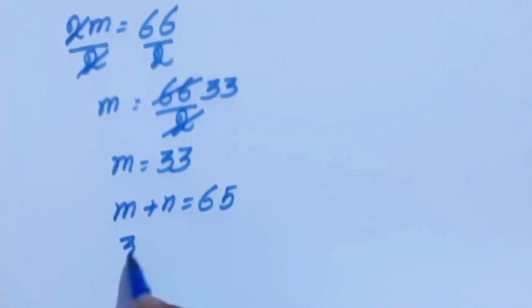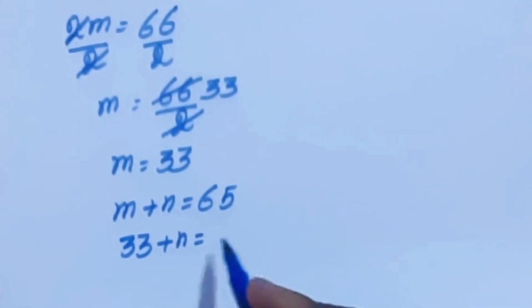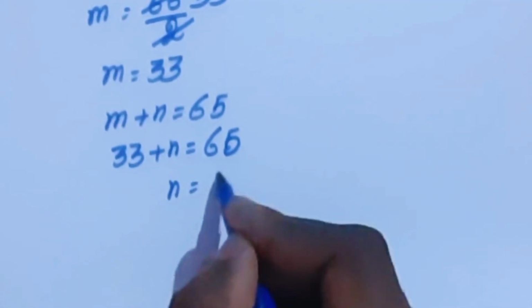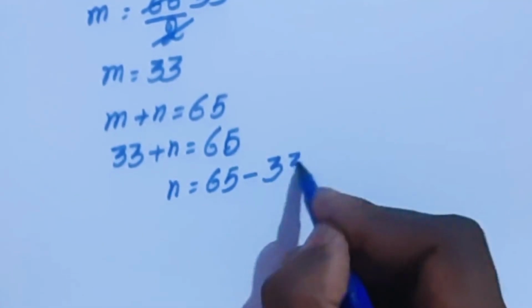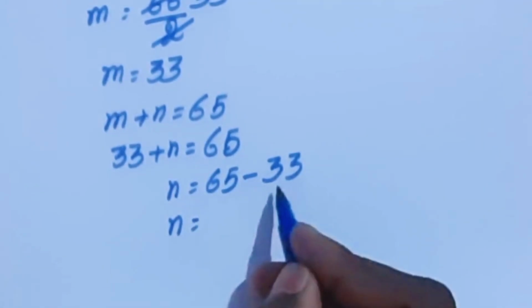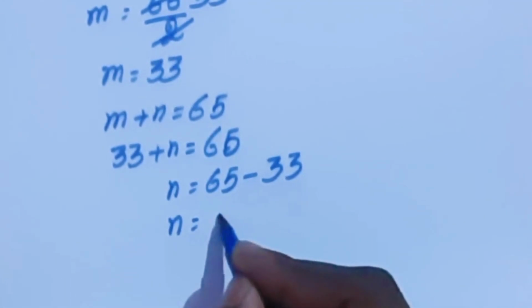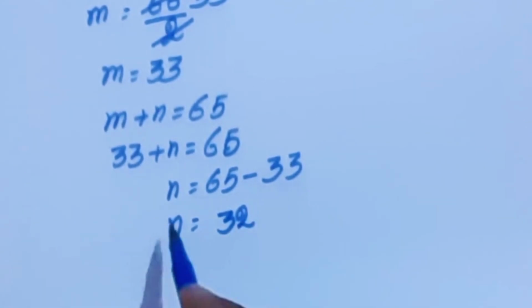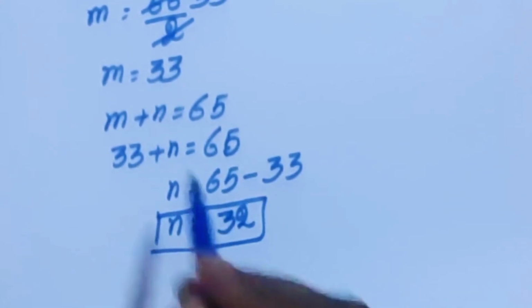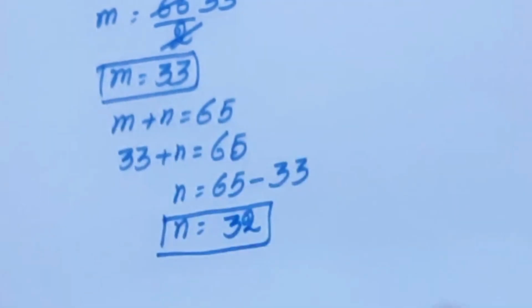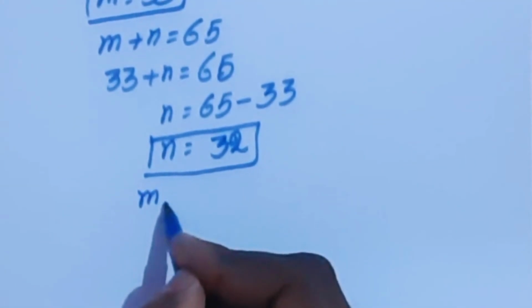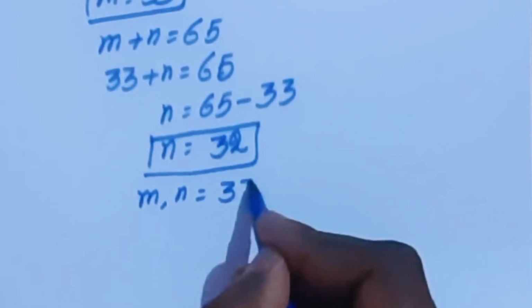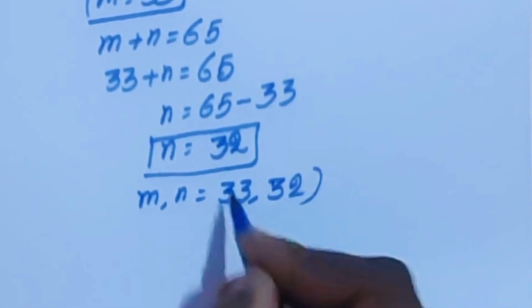So applying here 33 plus n equal to 65. So n equal to 65, moving this 33 to the right hand side, minus 33. So n equal to, here we'll get 32. This is the n value. This is the m value. Now m comma n equal to 33 comma 32.